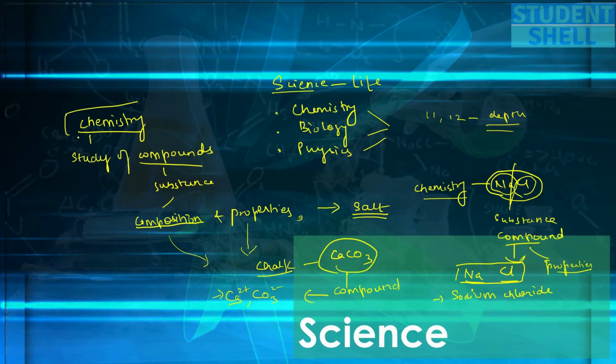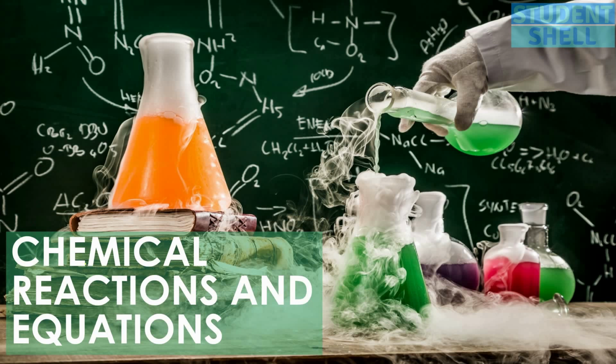Now talking about its range, chemistry has a wide range. That means something as small as an atom as well as extremely complex molecules or compounds are studied under chemistry. But when we start reading chemistry or when we start learning the basics of chemistry, we start with this part, that is chemical reactions and equations, which is also the first chapter of class 10th chemistry.